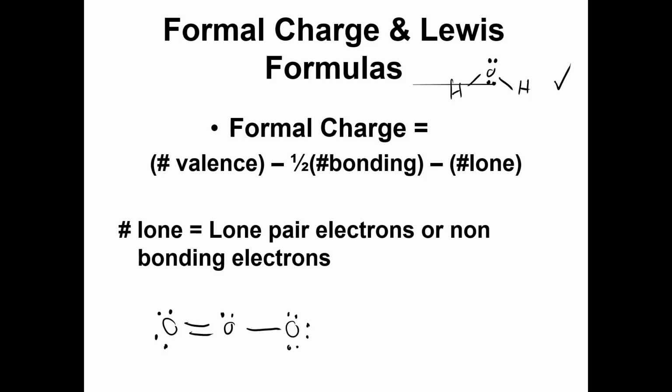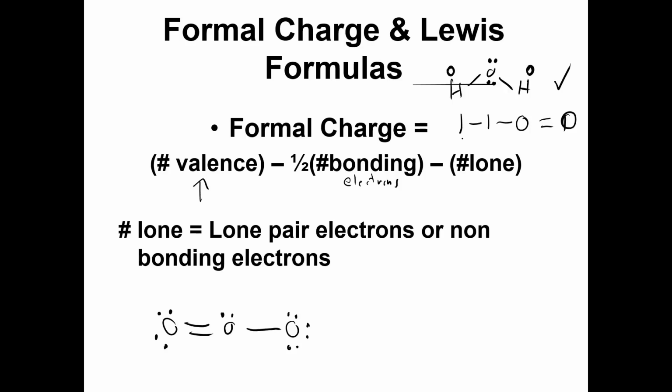Now, the formal charge is calculated by taking the valence of the atom. So let's do hydrogen. Hydrogen has a valence of 1. You subtract half of the bonding electrons. There are 2 bonding electrons, half of it is then 1, minus 1, and minus the lone pair electrons. Hydrogen doesn't have any lone pair electrons. So 1 minus 1 minus 0 equals 0. There's a formal charge of 0 on both of those hydrogens. And that's good because that's what we're looking for.